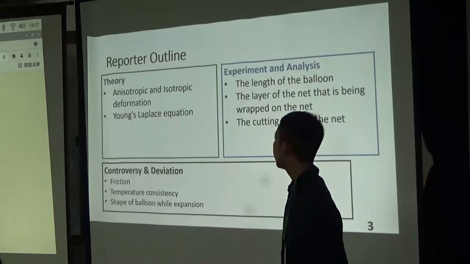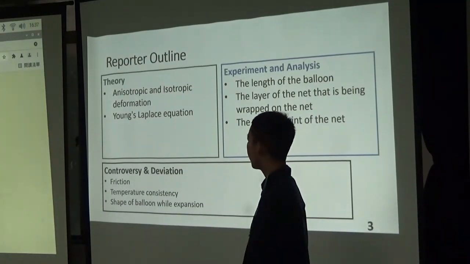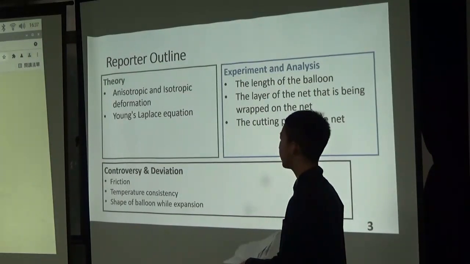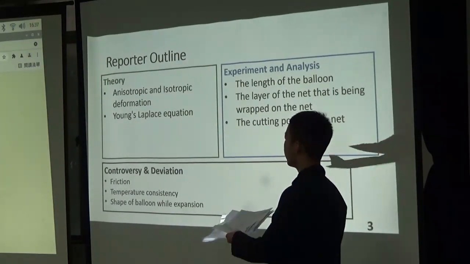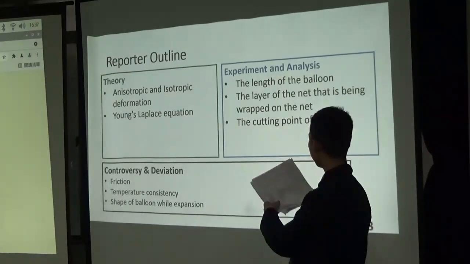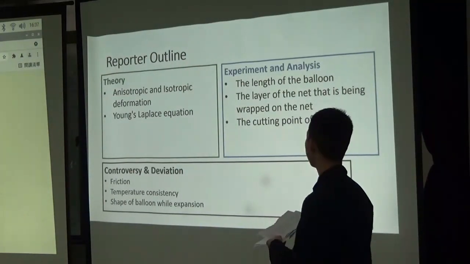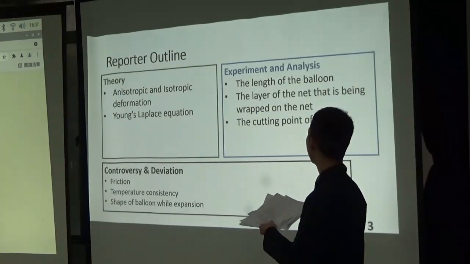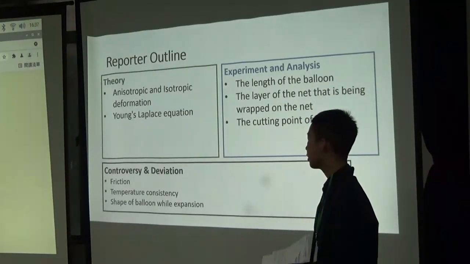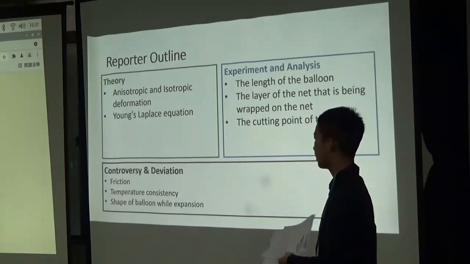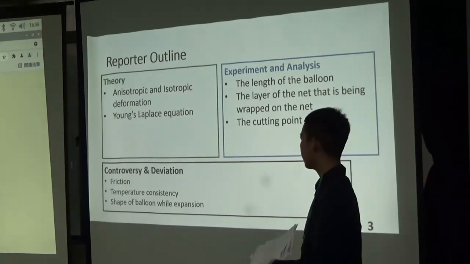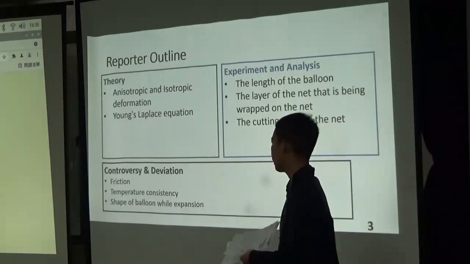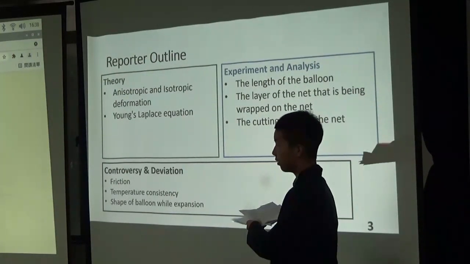This is the theory the reporter provides. He provides anisotropic and isotropic deformation and the Young-Laplace equation. The experiment he did varied the length of the balloon, the layers of net wrapped on the outside of the balloon, and also the cutting point of the net. However, there is some controversy such as friction, the temperature consistency, and the shape of the balloon during expansion.